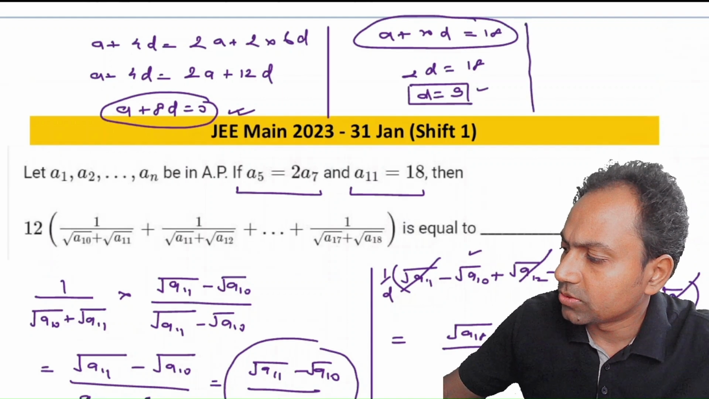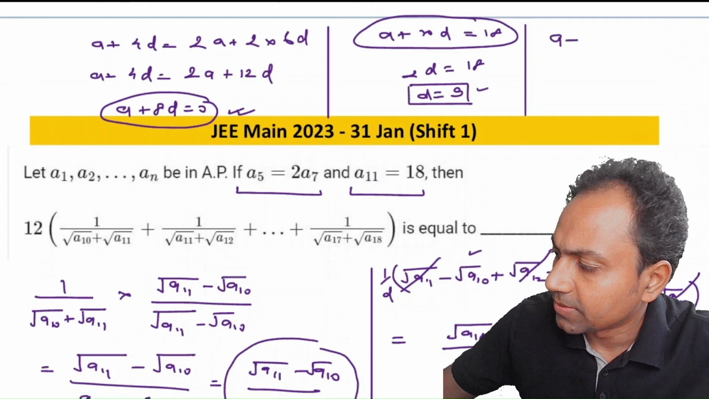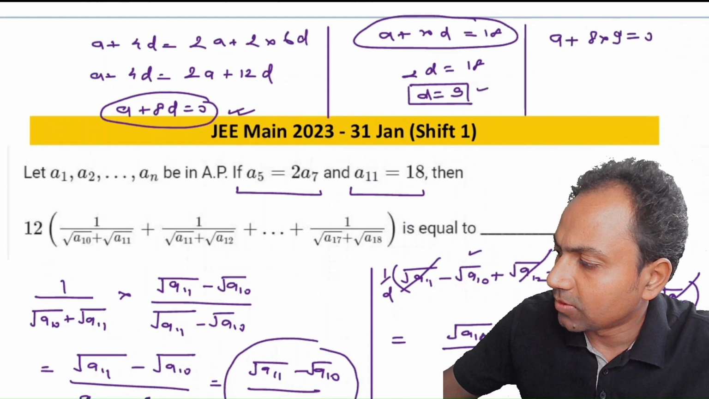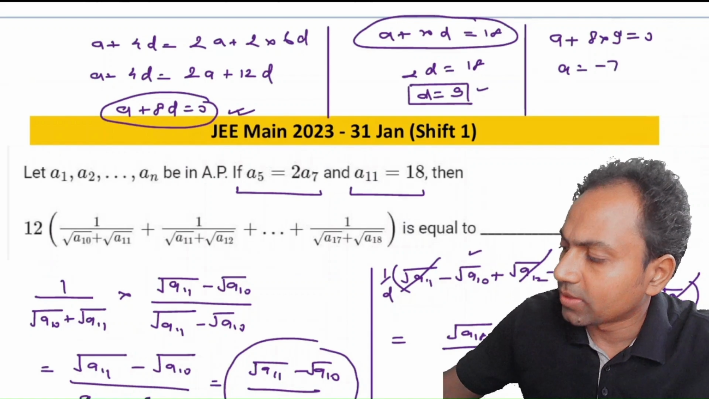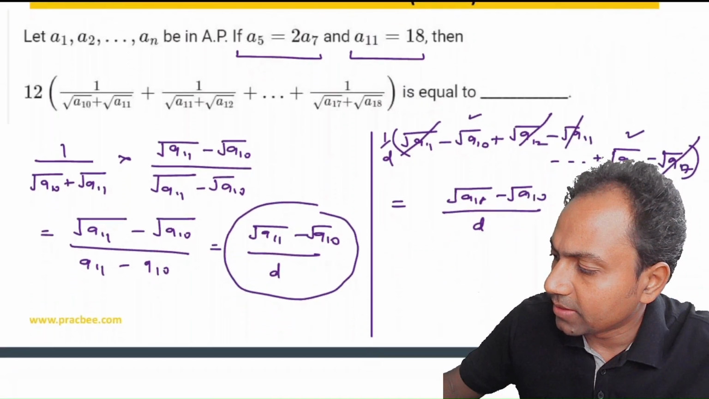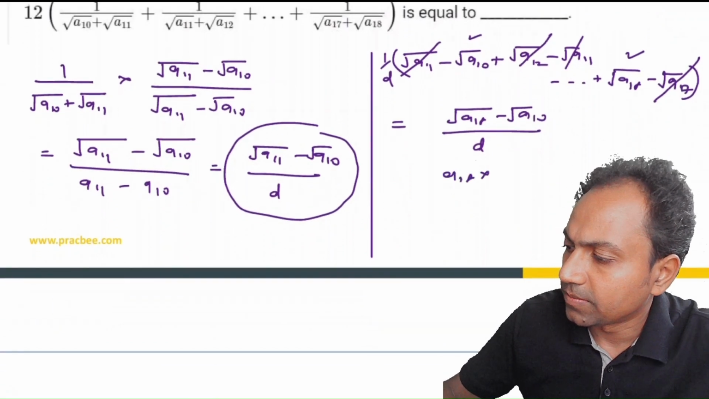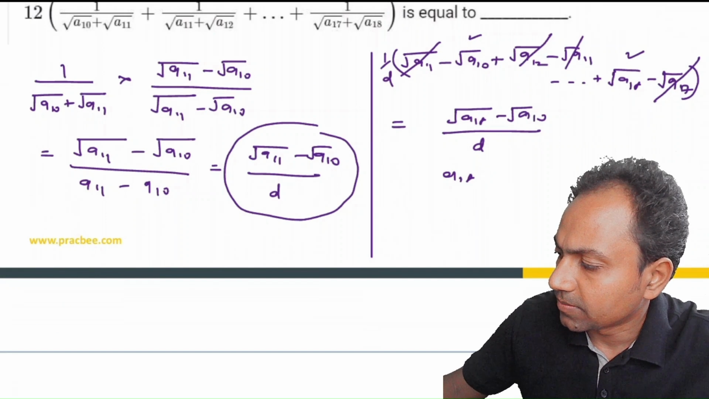Again, what you can do is, using this, if I substitute in the first one, it becomes A plus 8 into 9 equal to 0, or A is equal to minus 72. Now since you have got the value of A and D, here you can find the value of A18 and you can also find the value of A10. Solve and get the answer.